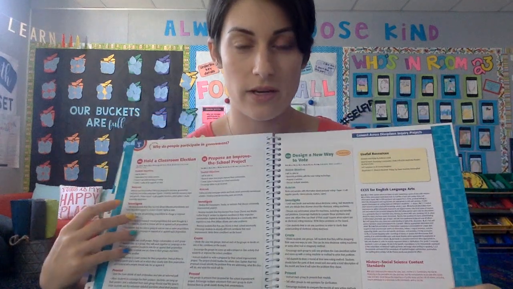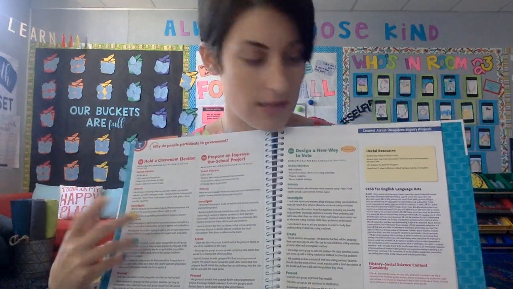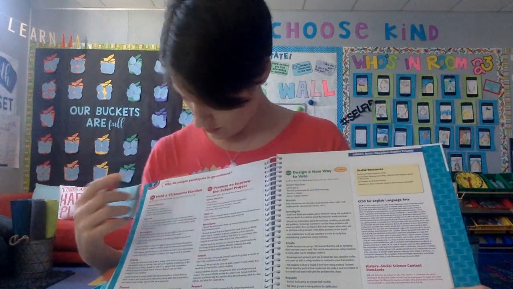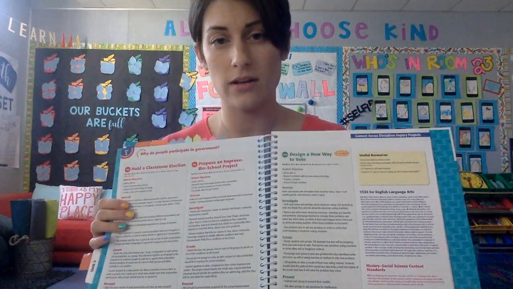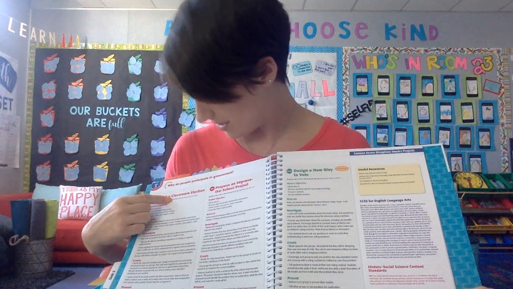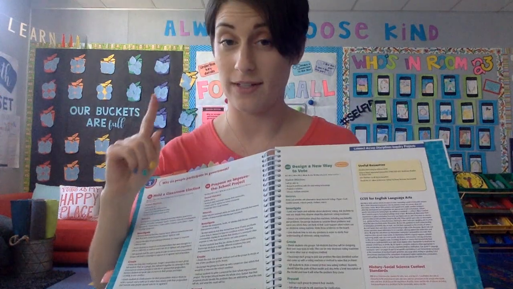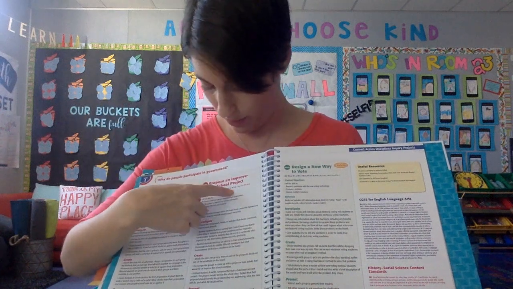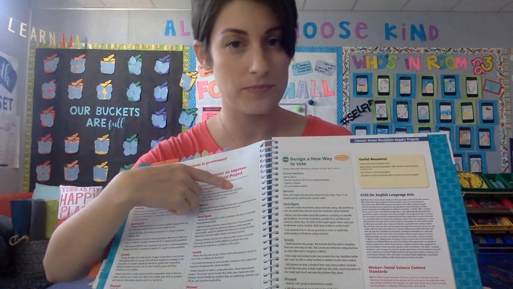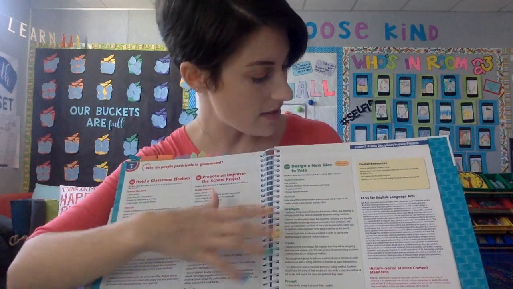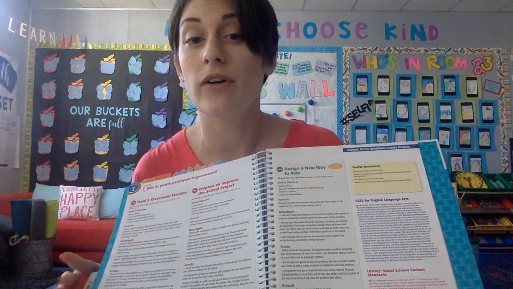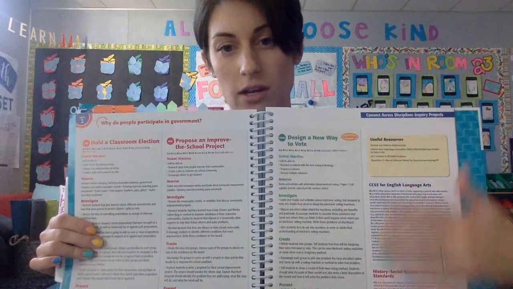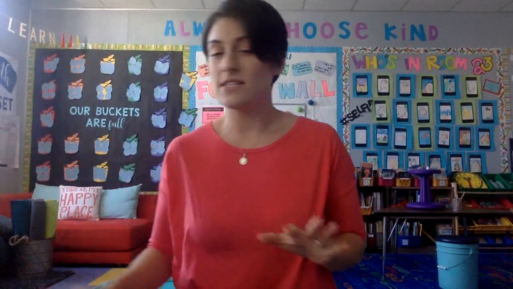So normally there's one that connects to science, one that connects to social studies, and then one that's a challenge one. So for mine, for Unit 1, 3rd grade, it would be to hold a classroom election, which was really fun last year because there was the actual election going on. And then number 2 would be propose and improve the school project, which is what I'm going to talk about in a minute. And then the third one that they have is design a new way to vote. So that would be the challenge one. It's very NGSS designing and whatnot. So for my students last year, yes?